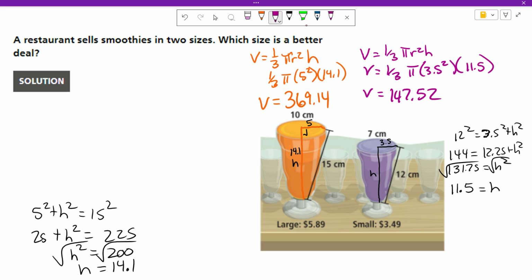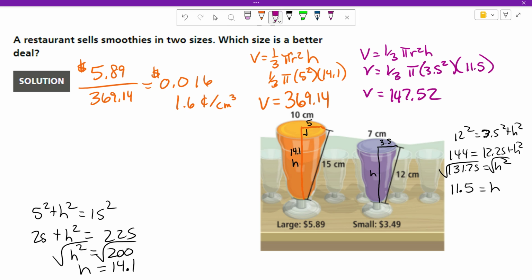Dollars divided by the volume. So for the orange one, take $5.89 divided by 369.14. What do we get? It's going to be a small number. 0.026. So 2.6 cents per cubic centimeter.